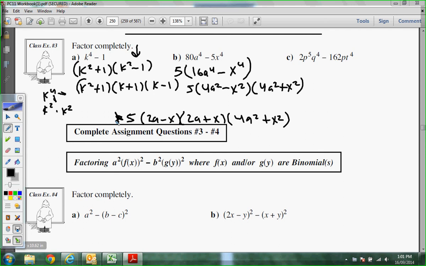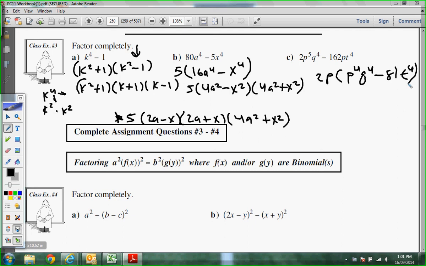Okay, all right, and C. Again, I got a 5, so I'm freaking out. I got a 2 and a 162. They're not helpful to me, so I think I'm going to try to take a 2p out. That gives me p^4 q^4 minus 81 t^4. Now I feel a lot better, because now I have perfect squares.